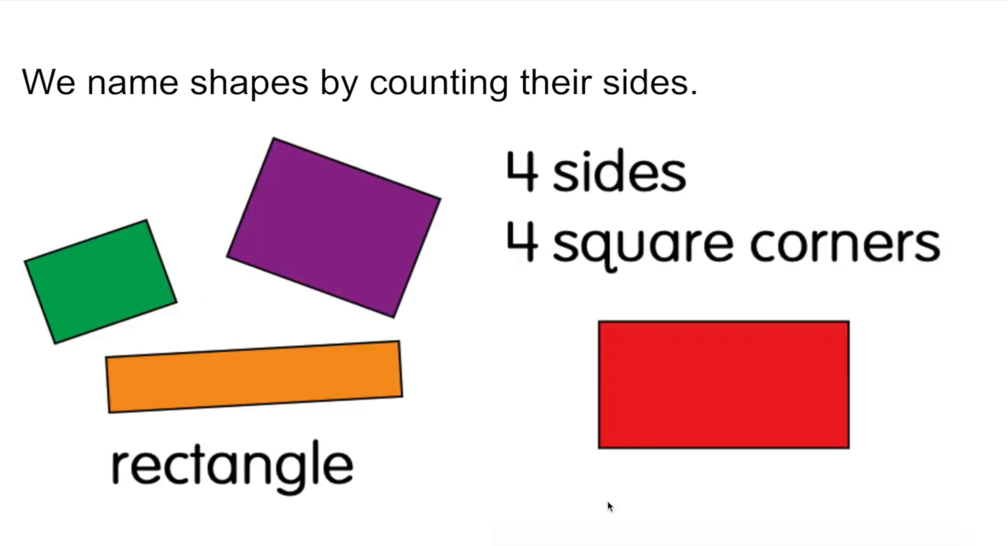Here's another important shape, rectangles. Once again, we name a rectangle by counting its sides. One, two, three, four. All rectangles have four sides. Another special thing about rectangles is that they have four square corners. Now, when I say square corners, I mean that the corner is an L shape. You could fit a square into that corner. So rectangles have four square corners and four sides. Every rectangle has those things.